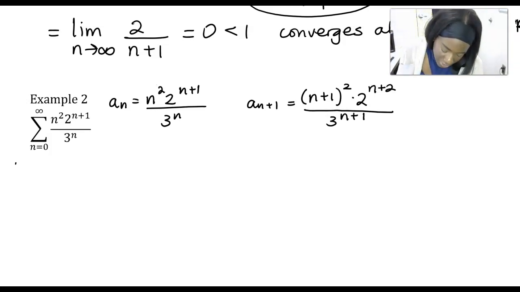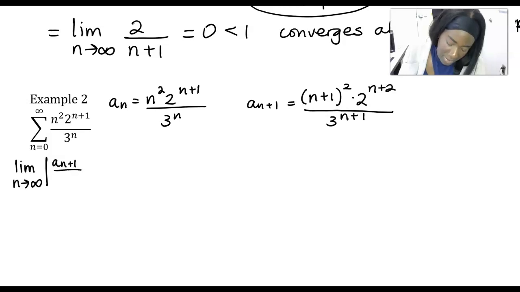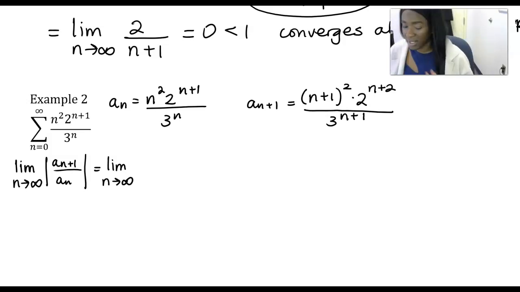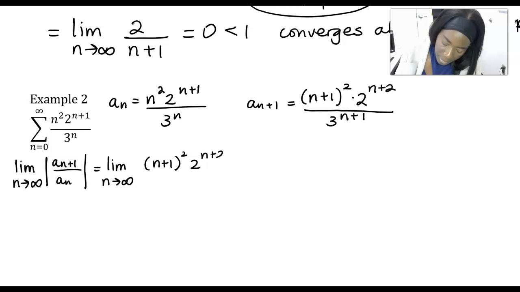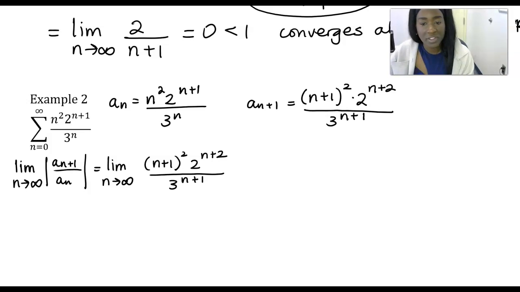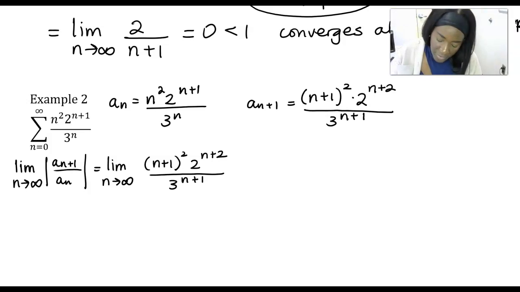So I'm going to go ahead and start looking at the limit as n approaches infinity of the absolute value of a sub n plus 1 over a sub n. We've already talked about how we do not need to write the absolute value because nothing here is ever going to be negative. I'm going to start with the a sub n plus 1, and we're going to take this and divide it by a sub n. So since we are dividing by a sub n, I'm going to multiply by the reciprocal of a sub n. So I'm going to go ahead and flip a sub n.